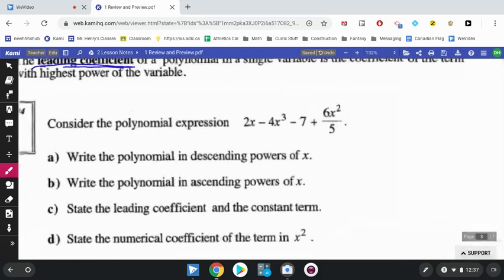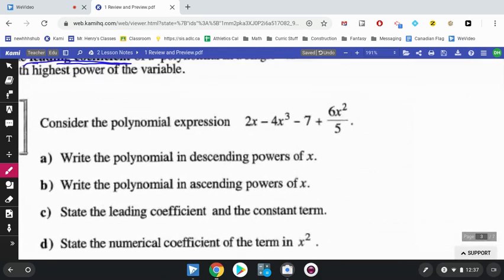Well, maybe to start, I rank all the degrees. 2x, that has a degree of 1. 4x cubed has a degree of 3. Negative 7, that's a constant that has a degree of 0. And 6x squared over 5, that has a degree of 2.